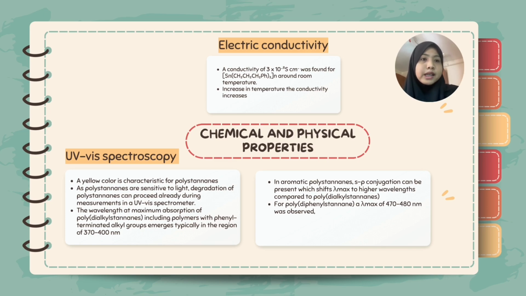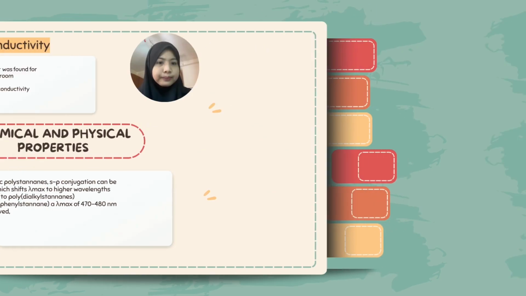The wavelength at the maximum absorption of poly(dialkylstannane)s, including polymers with the ferrocene-terminated alkyl group, typically emerges at 370 to 400 nanometers. In aromatic polystannanes, sigma and pi conjugation can be present, which shifts the lambda maximum to a higher wavelength compared to the poly(dialkylstannane)s. For these polystannanes, a wavelength maximum of 470 to 480 nanometers was observed.